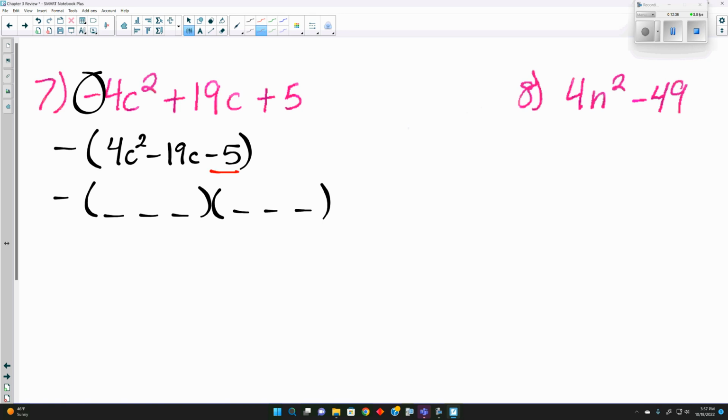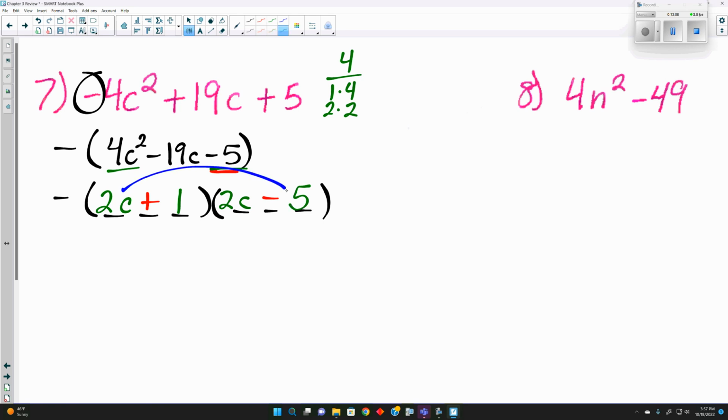Now to find the sign, we look at the third term. If the third term is positive, the signs are the same and they match the sign of the middle term. If the third term is negative, our signs are opposite. Now we look at the first and third term. So 4c squared, well, we'll know we'll have c and c. Now with 4, we do have a few factors. We have 1 and 4 or 2 and 2. So I'm tempted to start with 2 and 2. Now the factors of 5 are 1 and 5.